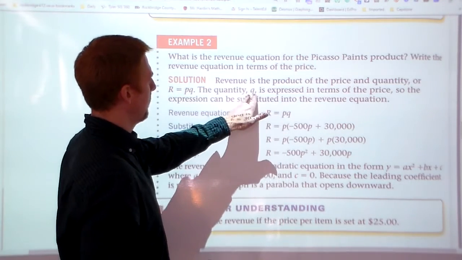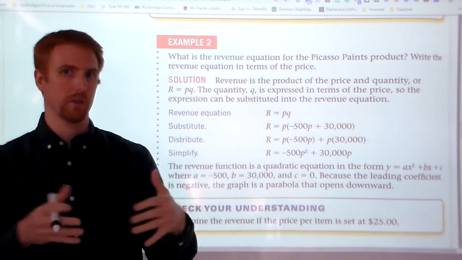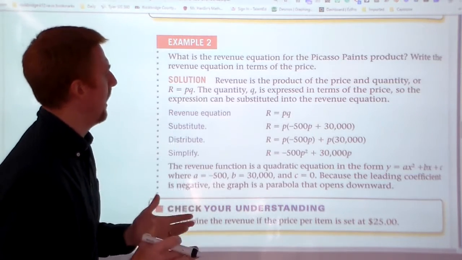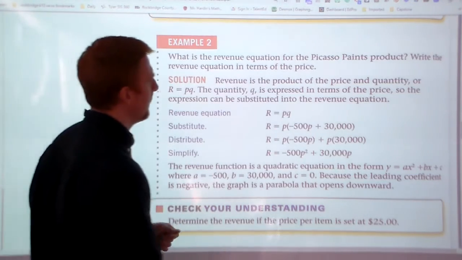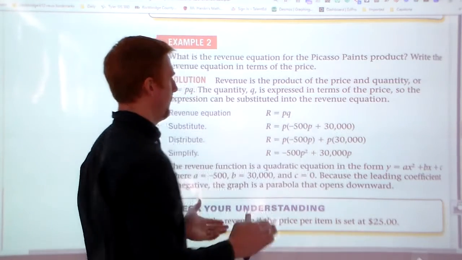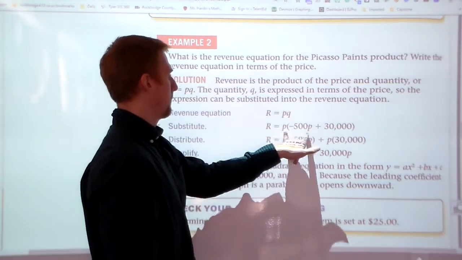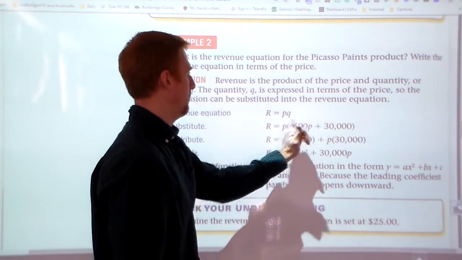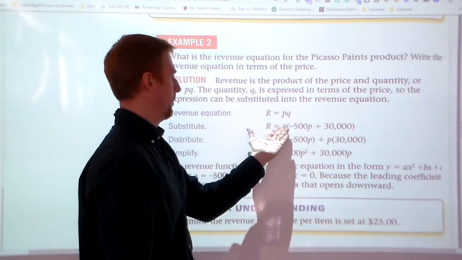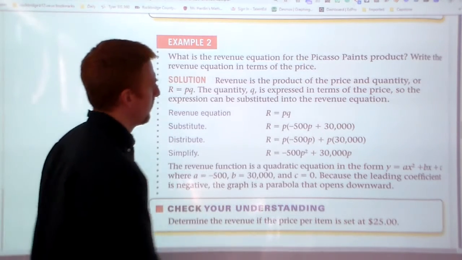Now quantity, they gave us the demand curve. That was quantity equals the demand curve. And the last example, we're using that same equation. It's the same idea. You can take Q out and replace it with the demand curve. Again, it's the same thing from the last one, negative 500P plus 30,000. Okay? Same steps. Distribute the P. Tells you all that over here. They just broke it up, showed P times that, P times that. And then finally simplify it out.